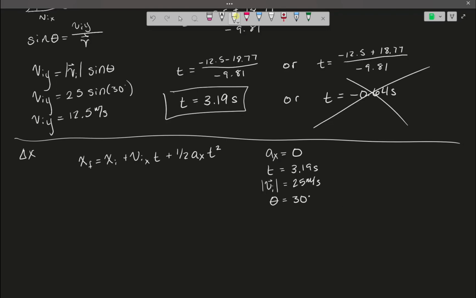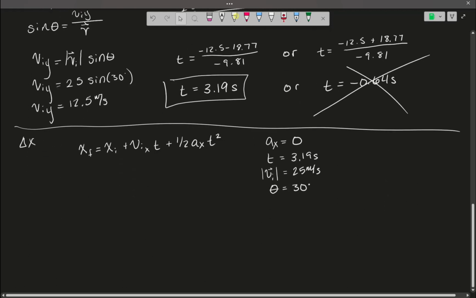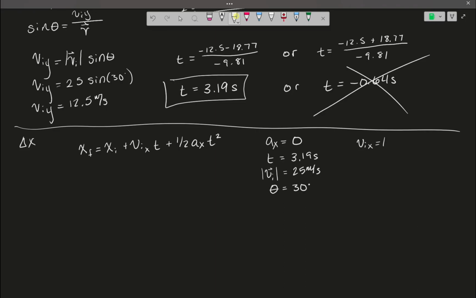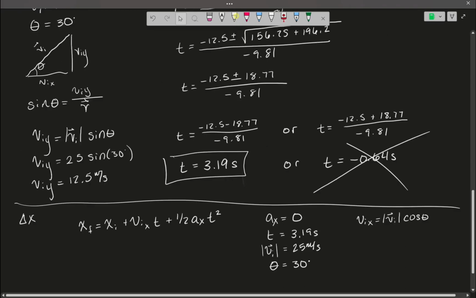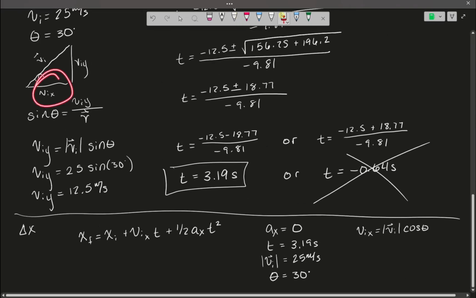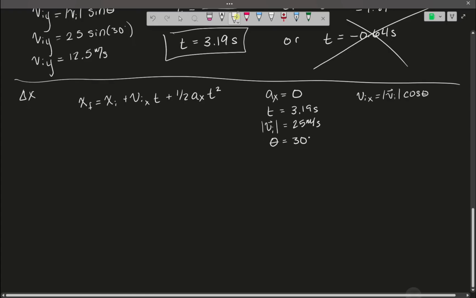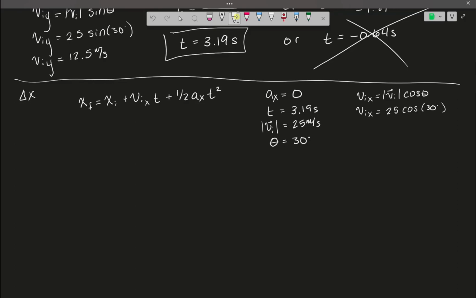So I can use my right triangle again to determine what the initial velocity is in the x direction. I'm going to go ahead and do that. So my initial velocity in the x direction is going to be the magnitude of that initial velocity times cosine of theta, because I'm solving for the x component this time. So that would be that an initial velocity in the x direction is 25 cosine of 30 degrees, and I get that my initial velocity in the x direction is going to be 21.7 meters per second.